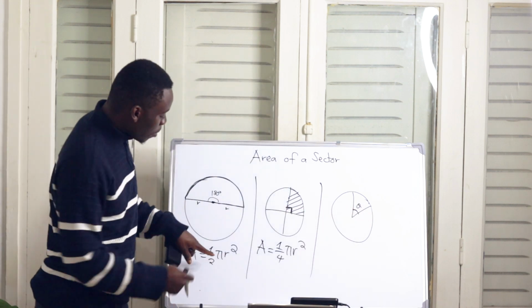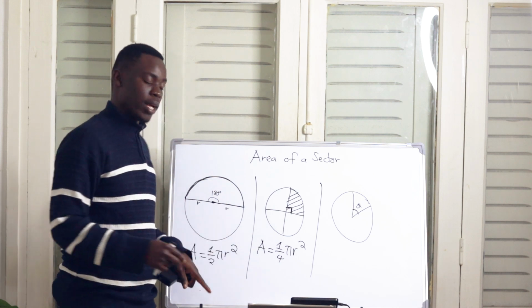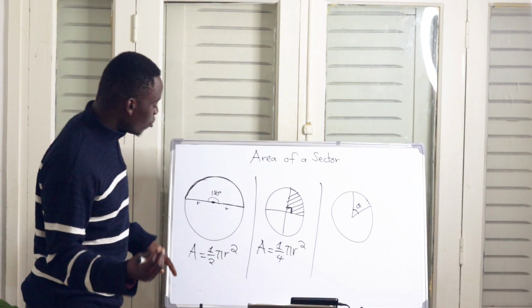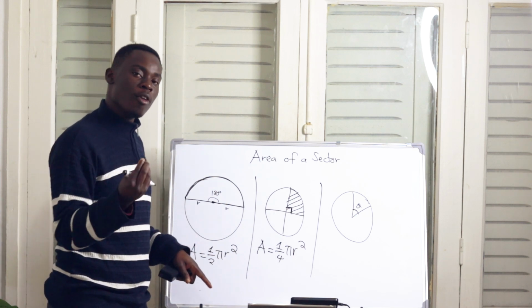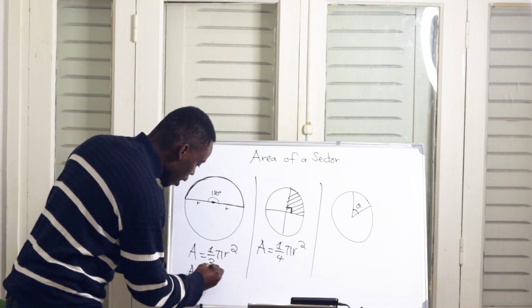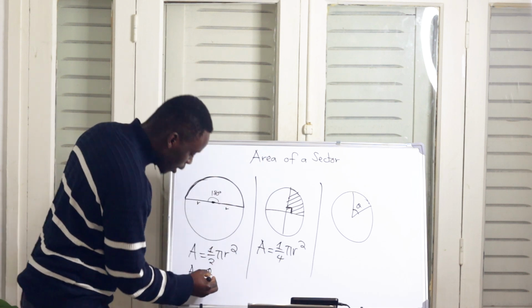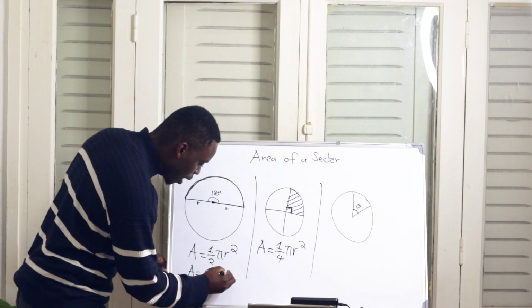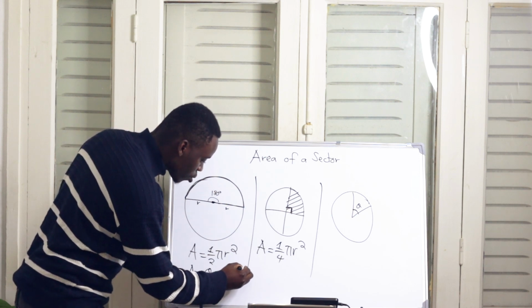Now, how did we come up with this 1 over 2 pi r squared? In other words, where does it originally come from? It comes from the fact that when you're calculating, the area of the sector is equal to the angle, which is theta, divided by 360 degrees times pi r squared.